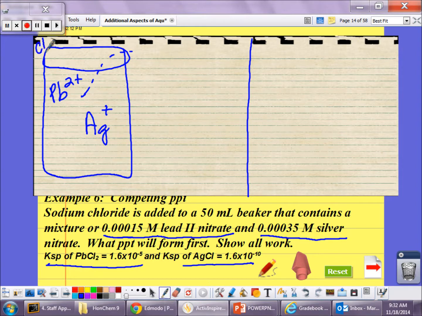This is my chloride ion. That's what I'm adding. So the precipitate that will be formed would be lead chloride, PbCl2. This is my solid. Equilibrium gives me Pb2+ and 2Cl-.